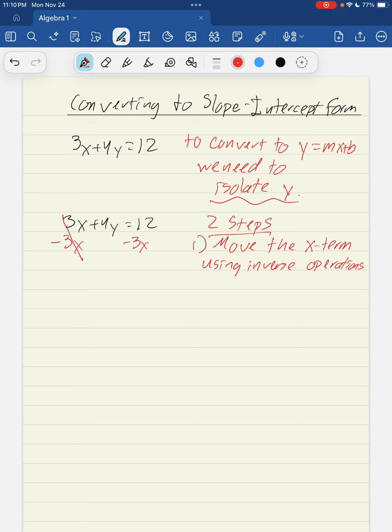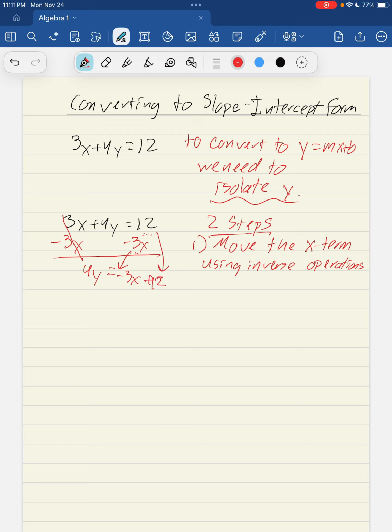Okay, my x's cancel on the left. Now I have to recognize I cannot combine the 12 and the 3x because the 12 is not an x term. The 3 has an x after it. These two are unlike terms, so I have to keep them separate. I'm going to bring down my positive 4y. I have it equals. I like to put my x term in the front and my number term in the back.